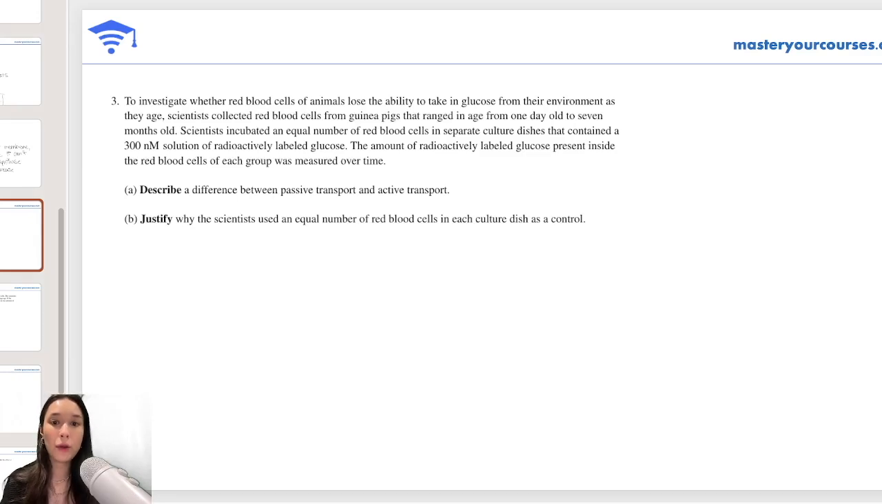Okay, so number 3 of our shorter questions, these are typically, I'd say, like 4 to 6 marks. This one says to investigate whether red blood cells of animals lose the ability to take in glucose from their environment as they age. Scientists collected red blood cells from guinea pigs that ranged in age from 1 day old to 7 months old. Scientists incubated an equal number of red blood cells in separate culture dishes that contained a 300 nanomolar solution of radioactively labeled glucose. The amount of radioactively labeled glucose present inside the red blood cells of each group was measured over time.